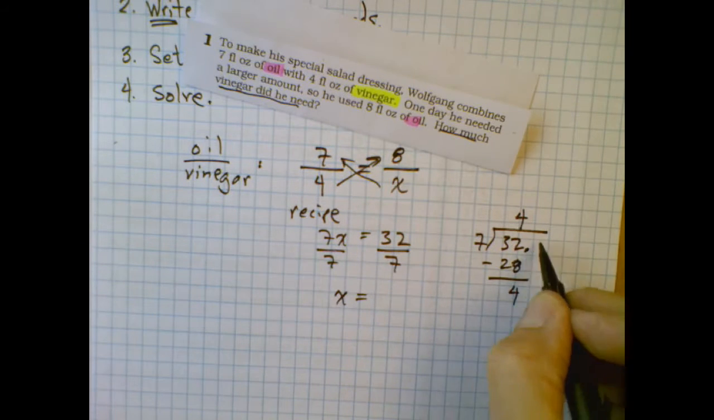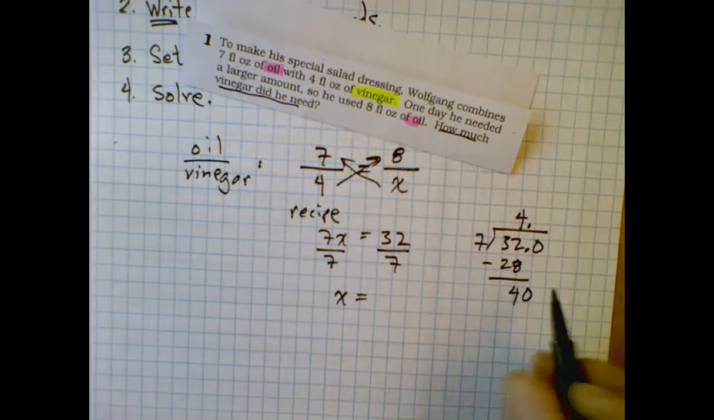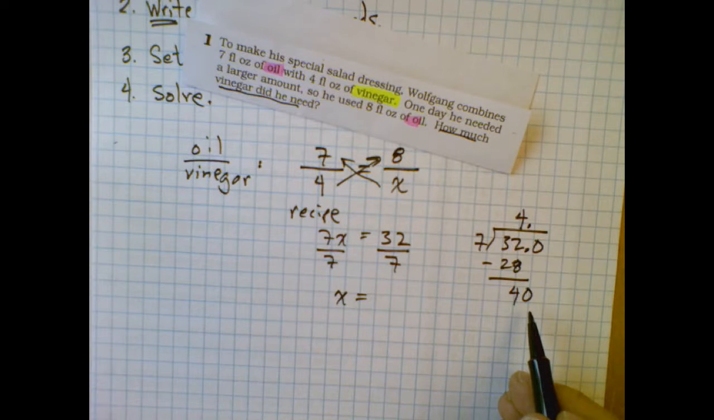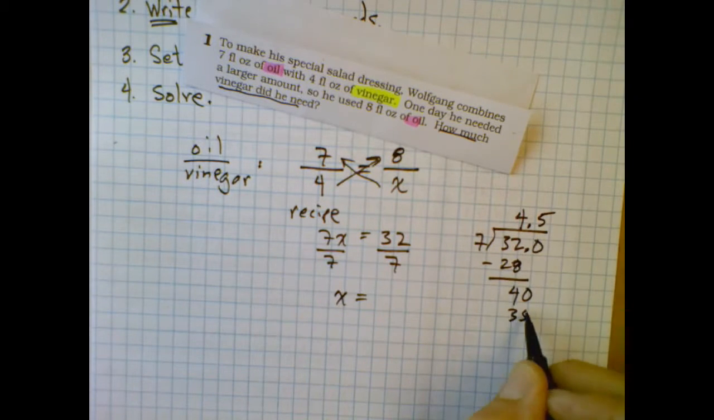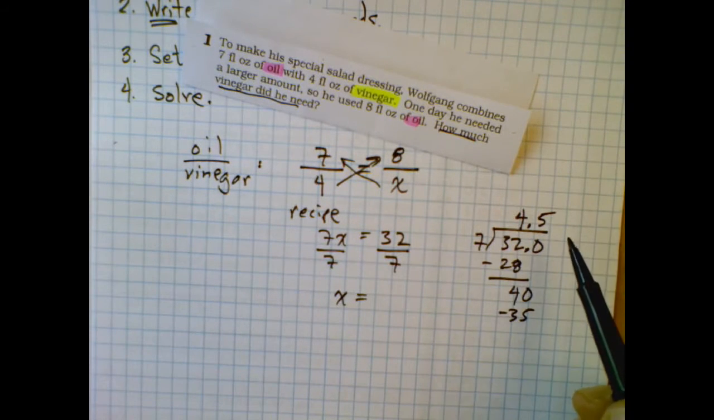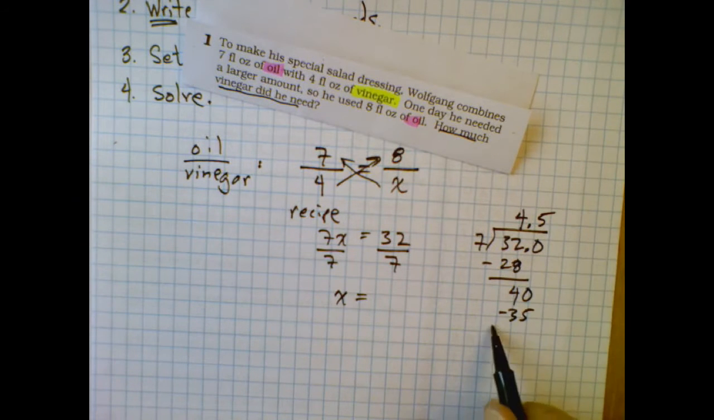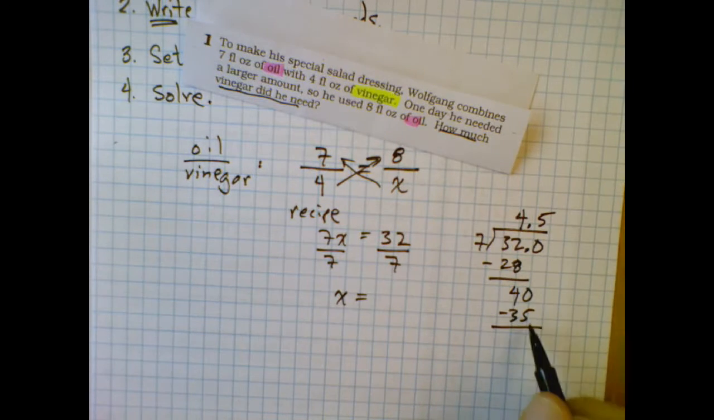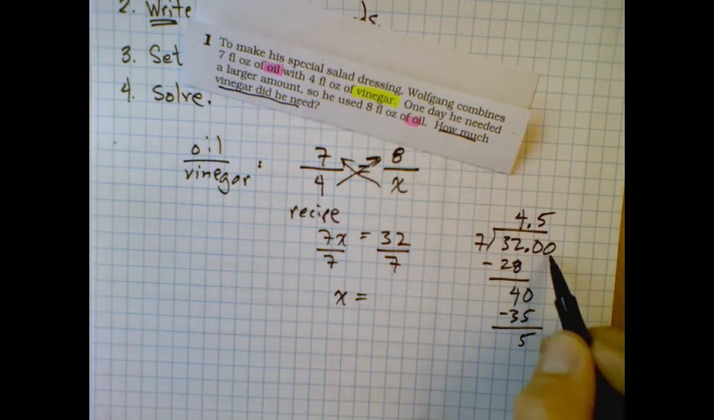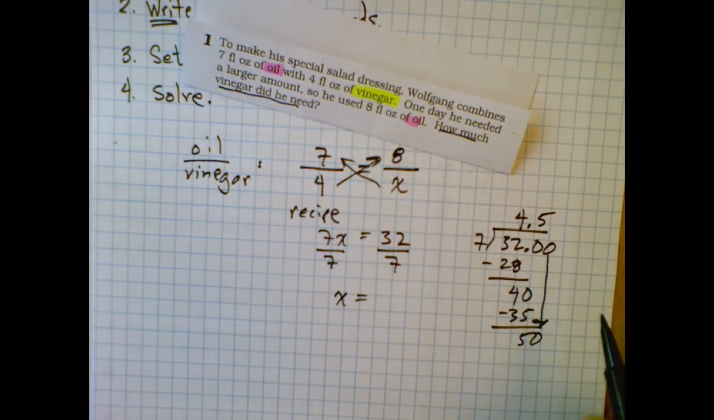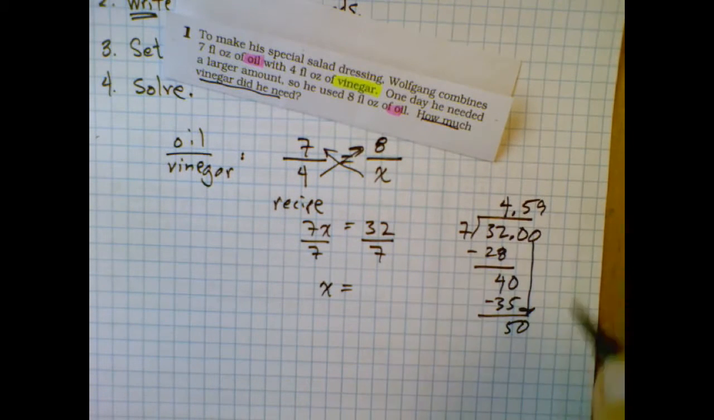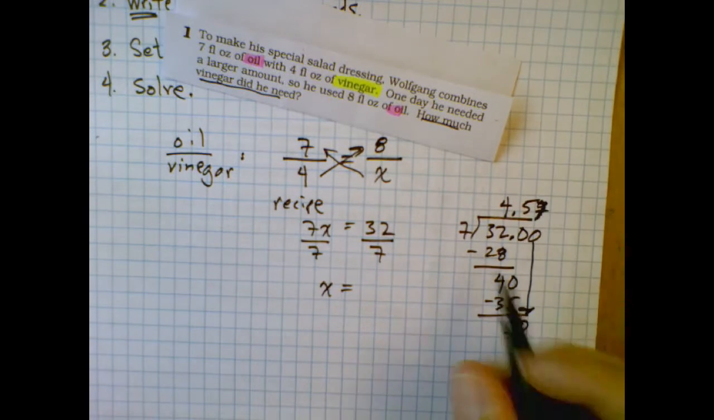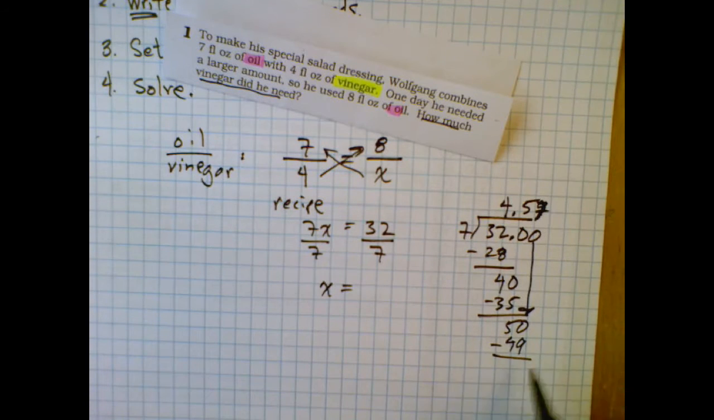I'm going to have to put down a decimal and add a 0. How many 7s can I get out of 40? I can get 5. 7 times 5 is 35. And I'm going to want this answer rounded to the nearest tenth, so I'm going to have to go one more place value. 40 minus 35 is 5. Bring down a 0. How many 7s can I get out of 50? I can get 7. I'm getting ahead of myself. 7 times 7 is 49, and that leaves me with 1.